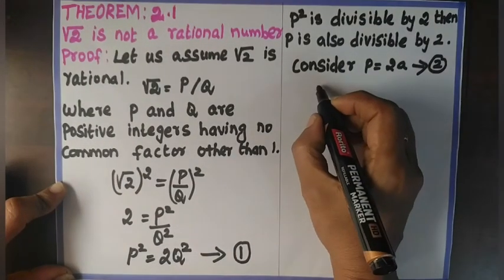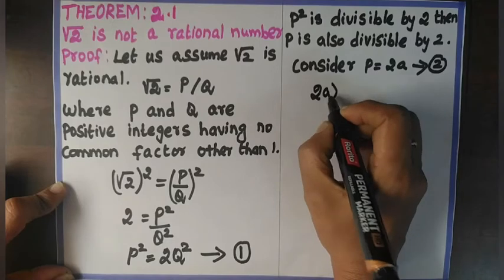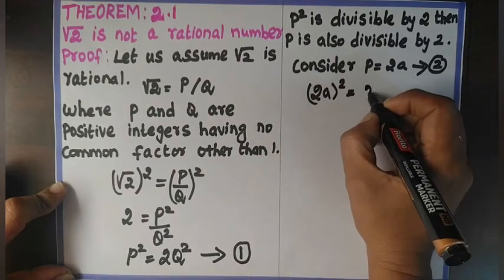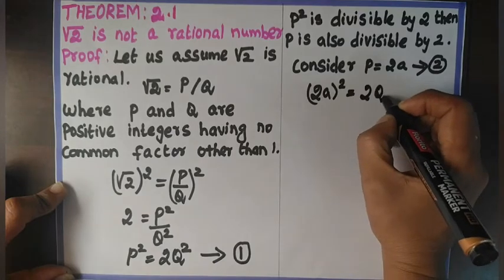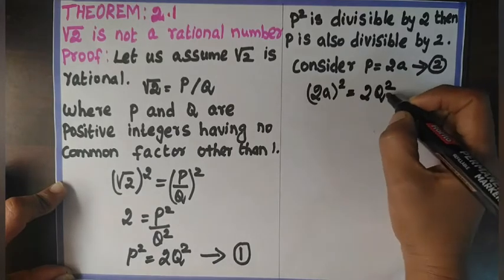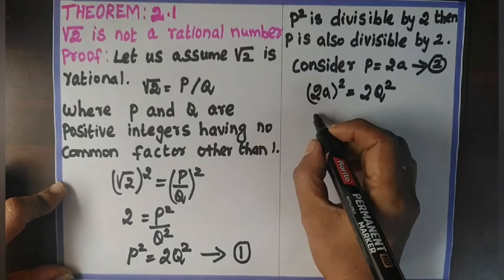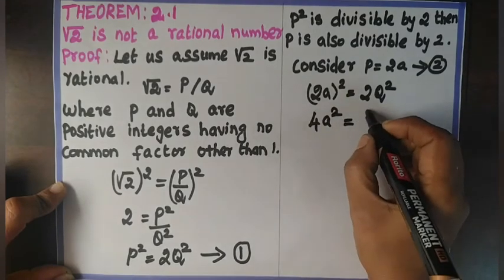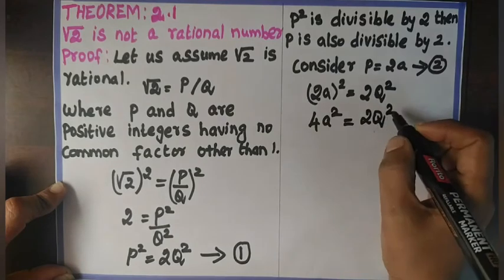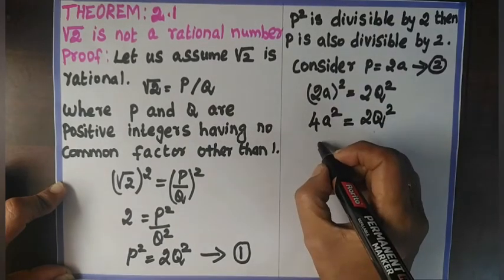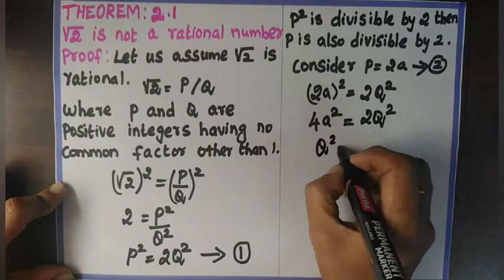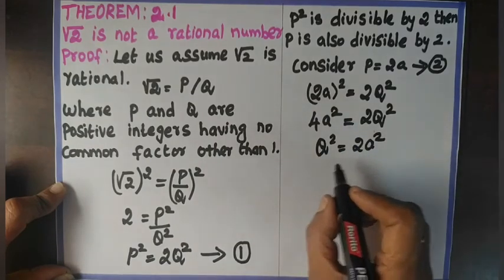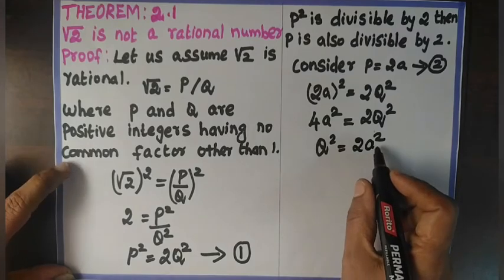Then we get (2a) the whole square equal to 2q square. Now if I am squaring, I will get 4a square equal to 2q square. Now we have to simplify. After simplifying, we get q square equal to 2a square. Q square is 2 times a square.